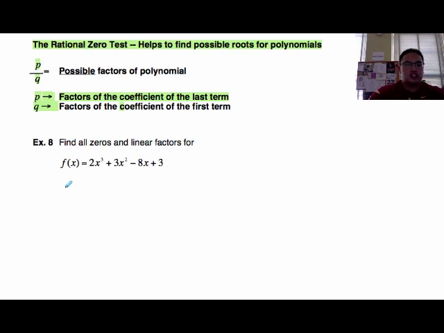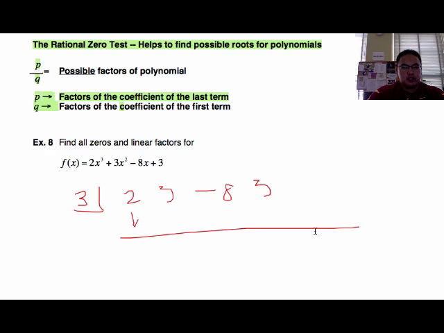Alright. Next one was 3. So let's try 3. 2, 3, negative 8, 3. I'll drop the first one. Multiply. 3 plus 6 is 9. 9 times 3 is 27. Negative 8 plus 27 is 19.